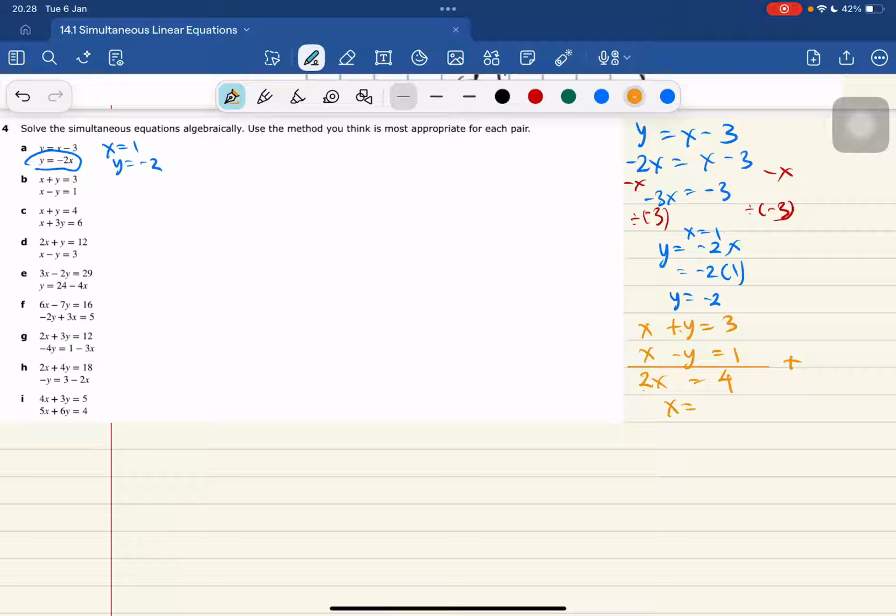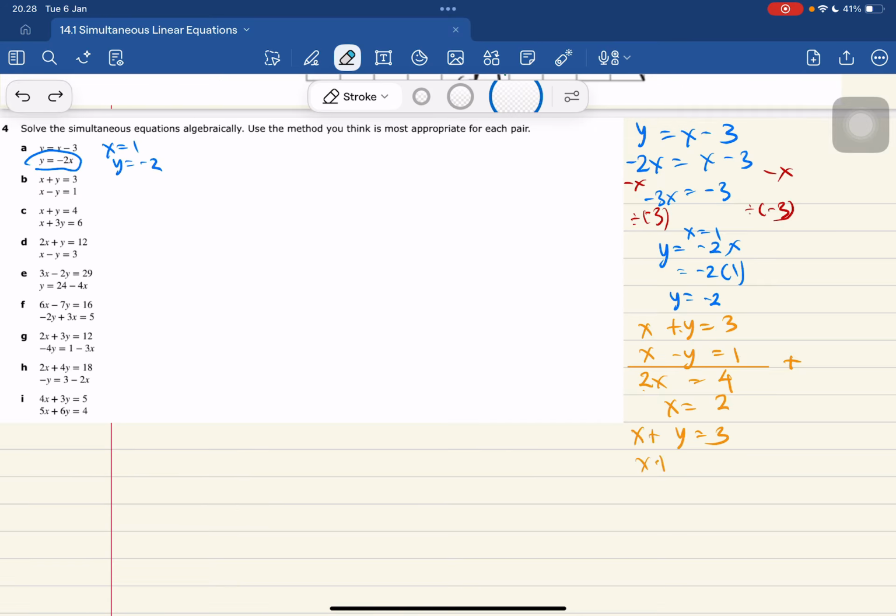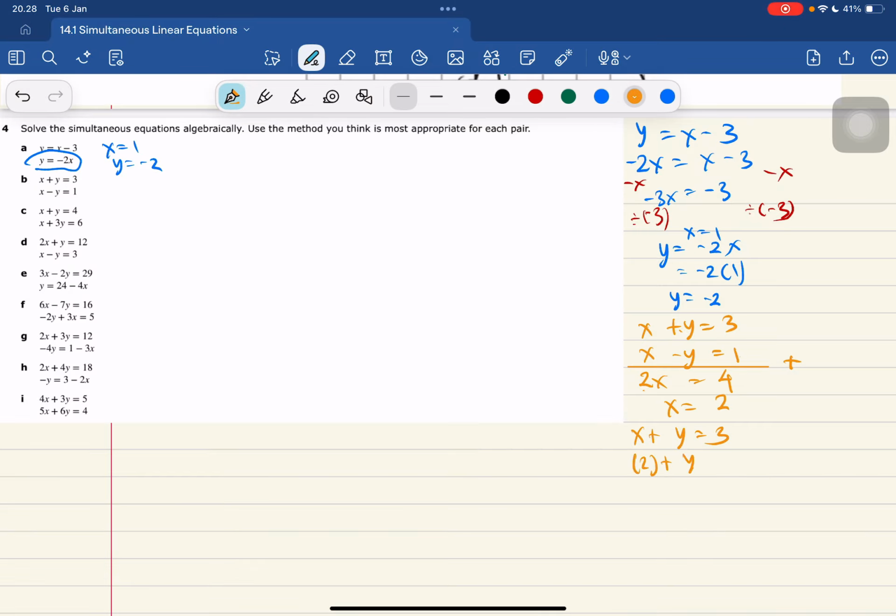So we divide both sides by 2, so x equals 2. Then we can substitute into one of them. So x plus y equals 3, so 2 plus y equals 3. We subtract 2 from both sides, so y equals 1. Okay, we got it. x equals 2 and y equals 1.